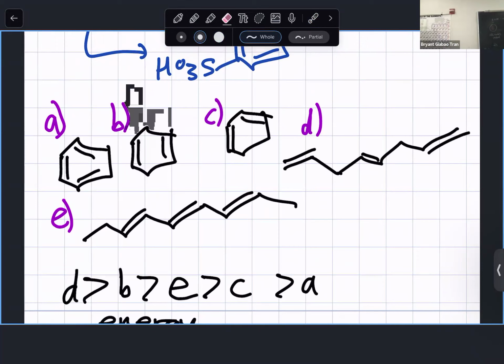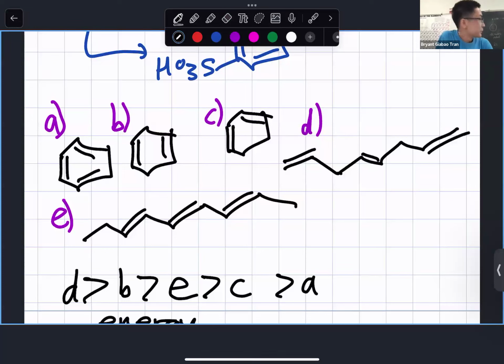A lot of people thought about stability, so they reversed the order. They said this was the highest one because they were thinking about stability, but stability and energy are inversely related. The more stable the molecule is, the less energy it has, the less exothermic it is.